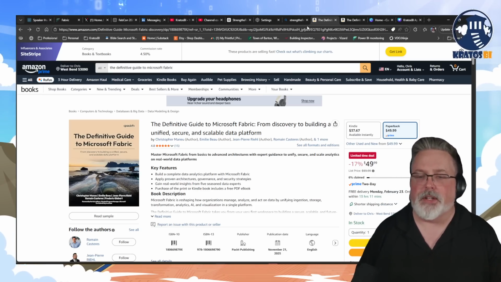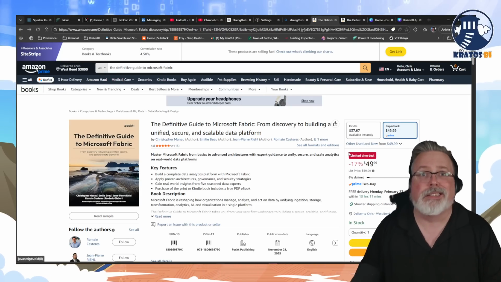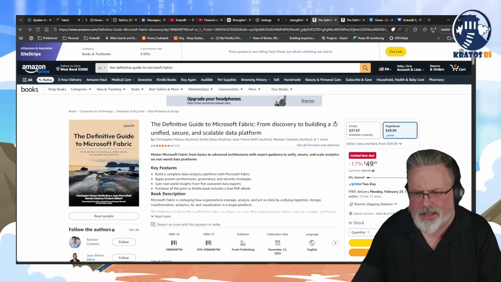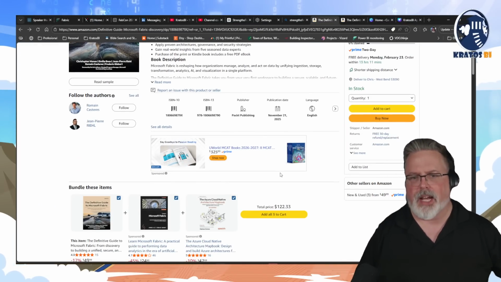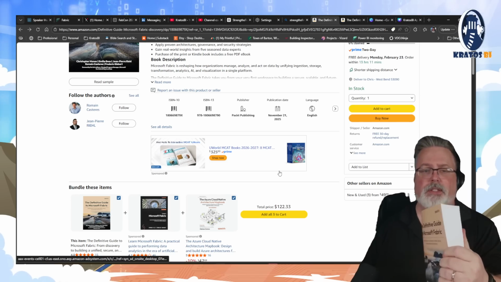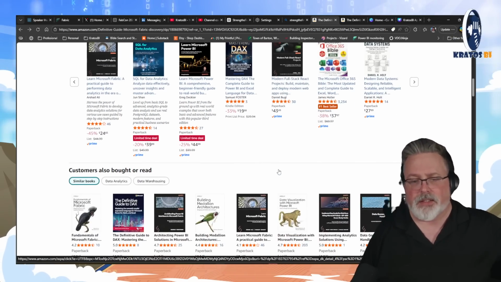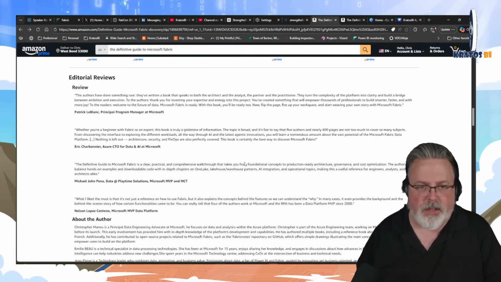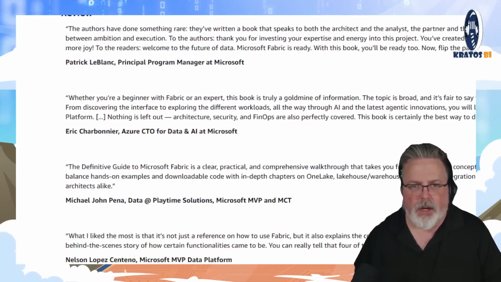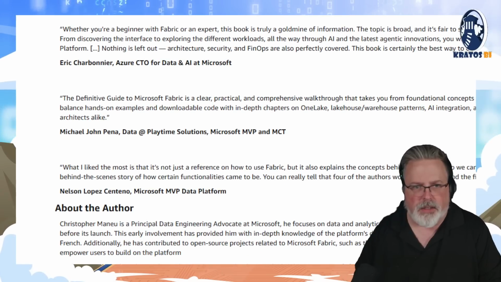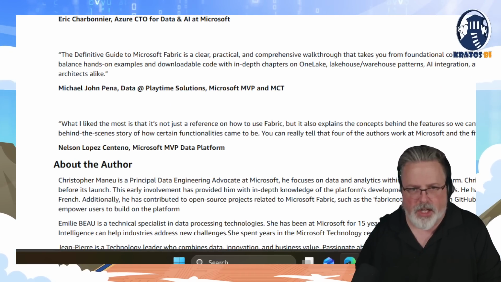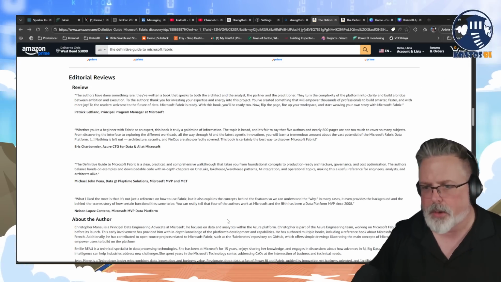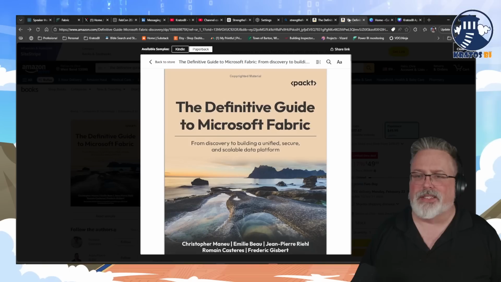All right, so here's the definitive guide to Microsoft Fabric. Look at that. You can get it for as little as 50 bucks. Not bad for a complete textbook. I mean, this is huge. It's very thick. I don't know if you can see how big it is, but it does cover a lot of different stuff. These are written by a lot of people on the Microsoft team. Look at this. We got good responses from Patrick LeBlanc, Eric Carbringer, Michael John Pena. A whole bunch of MVPs in the dev platform have already reviewed this and talked about it. It's over 800 pages. There's a lot of good stuff inside here.